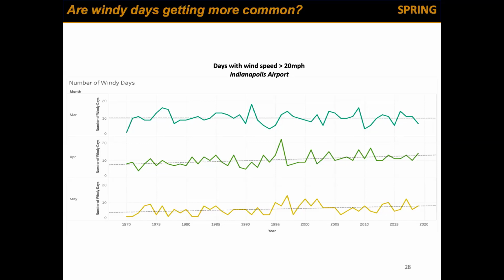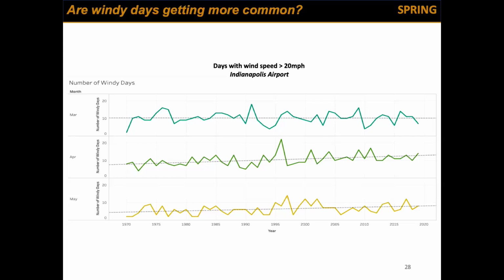Again, this was an arbitrary speed, but I knew from experience that when wind speed averaged around 20 miles per hour or more, it was certainly noticeable. The top row is the number of daily counts by year for March. The middle row is the number of daily counts per year for April, and the bottom graph is the number of daily counts by year for May. The period starts in 1970 and runs through 2019.